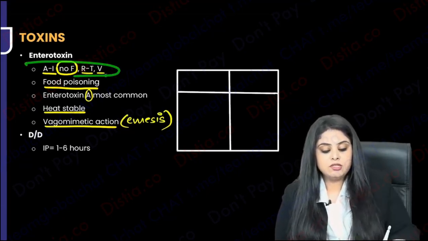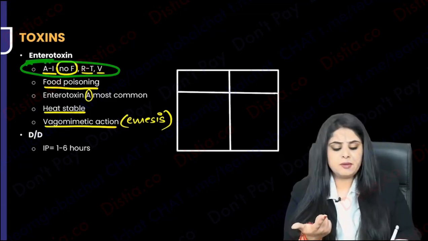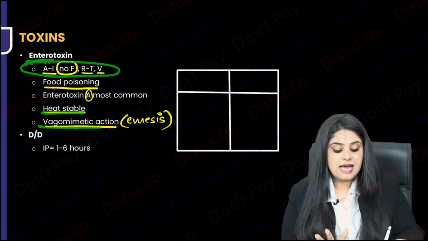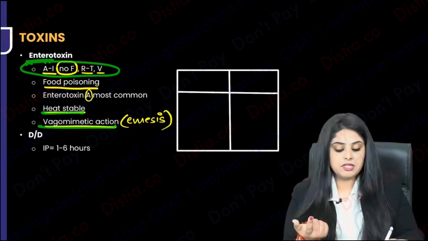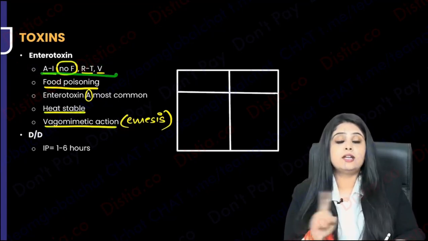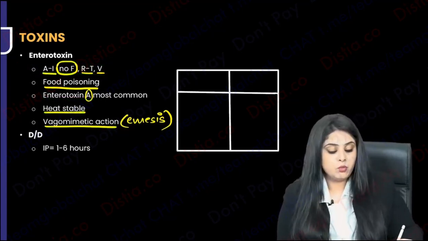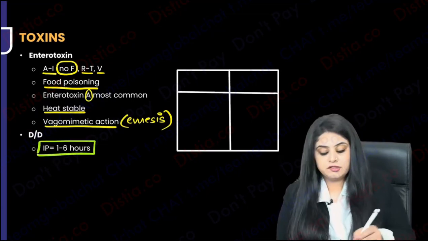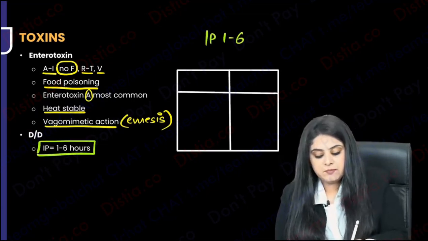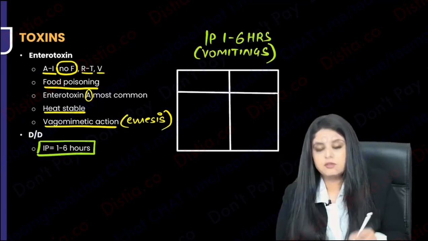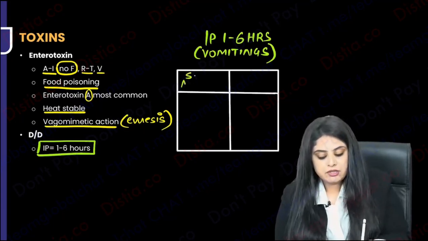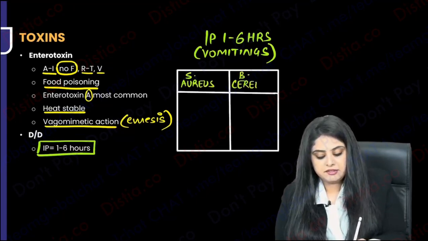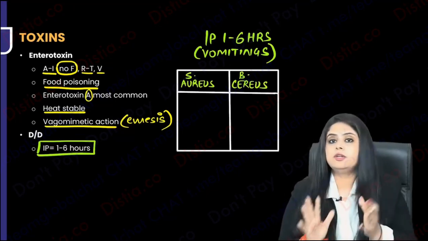So what all did you learn? All the toxins, from the word entero, food poisoning will come to your mind. Even if the food is heated up, it will happen. And that is going to be vagus stimulation, so the patient will vomit. All the toxins are going to be responsible, but not F. And out of them, A is the most important. What is the incubation period of this food poisoning? The incubation period is between 1 to 6 hours. So please remember, you get a question in the paper that there is food poisoning or vomiting happening within 1 to 6 hours of consumption of some food. Either you're going to think of Staph aureus or you're going to think of Bacillus cereus. Both have an incubation period for vomiting of 1 to 6 hours, okay?